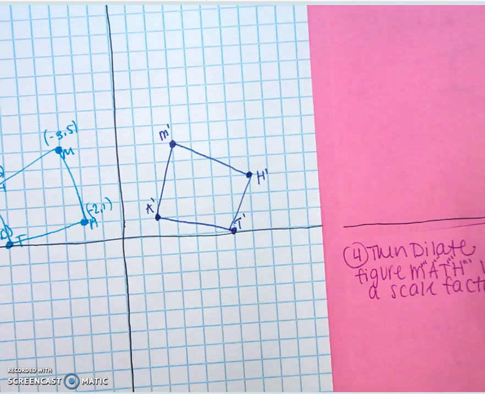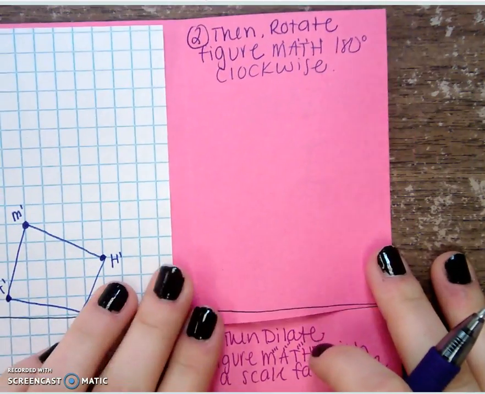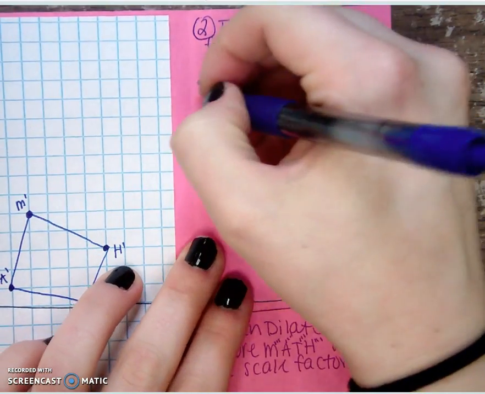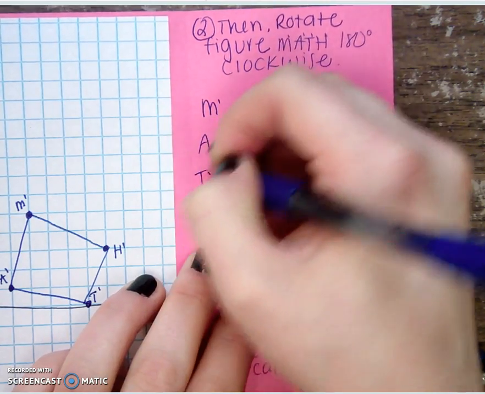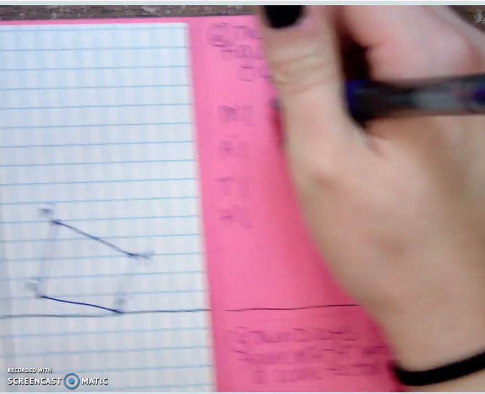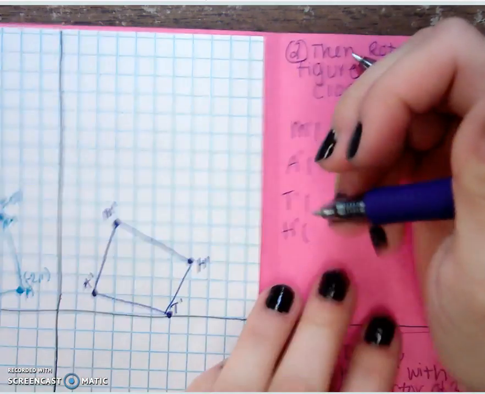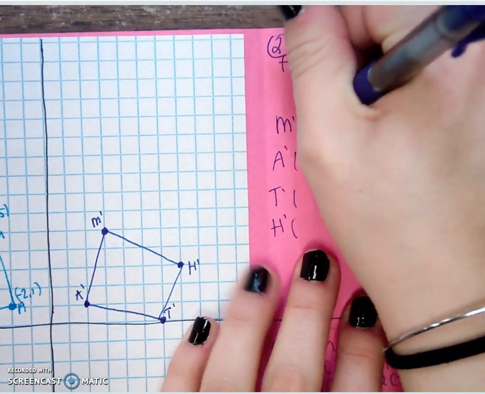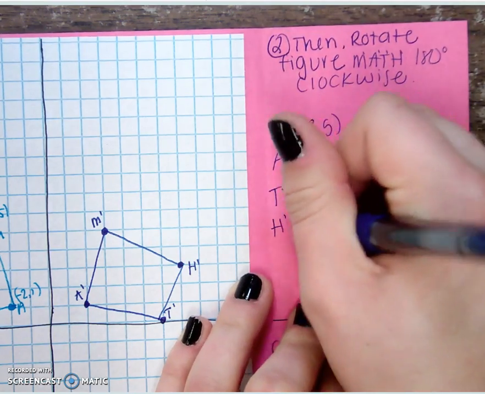Now from those figures, I'm going to rotate it 180 degrees clockwise. So again, if it were me, I'd rewrite what these are already at. I'm just rewriting from my M primes over here: 3, 5, 2, 1, 6, 0, and 7, 3.